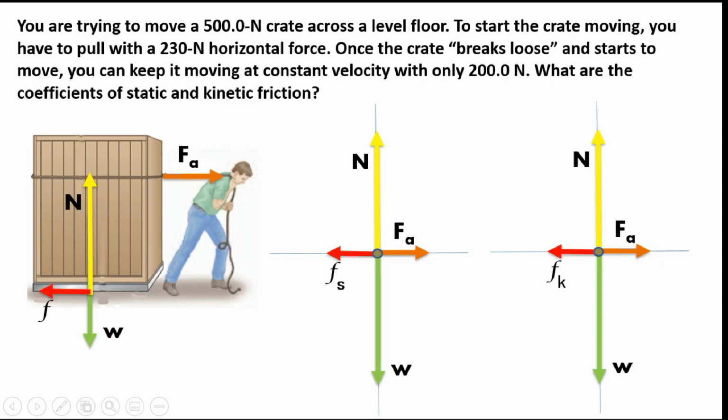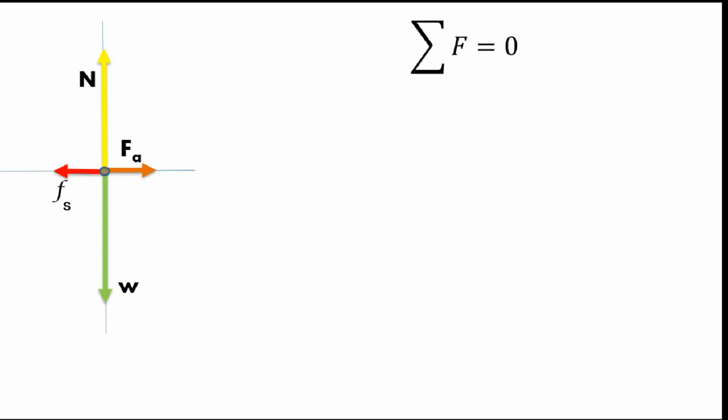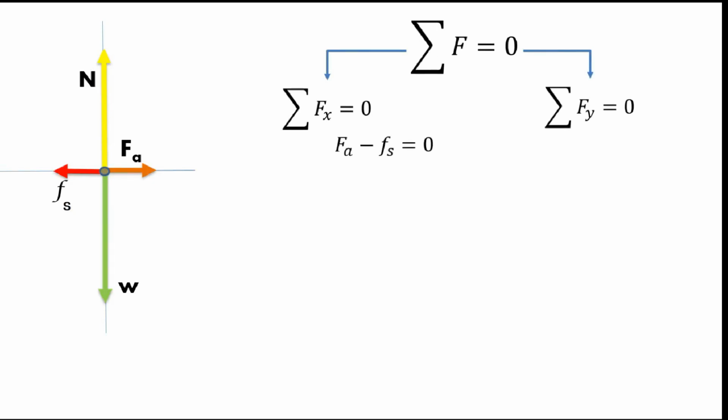Since there are four forces here, we cannot use the sine law method or the short method. So we have to solve using the summation of forces, which are forces along x and forces along y. Let's start with the forces along x. There are two: the applied force, which is positive, minus the static friction, which is negative, is equal to 0.